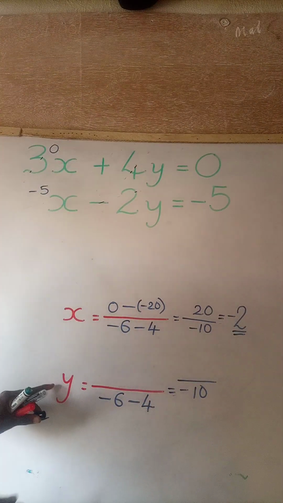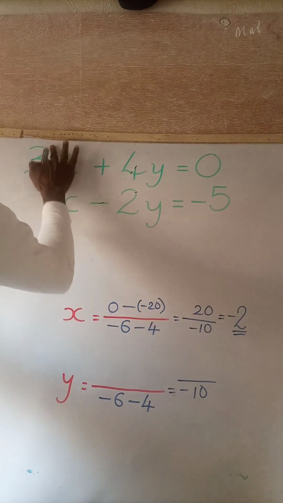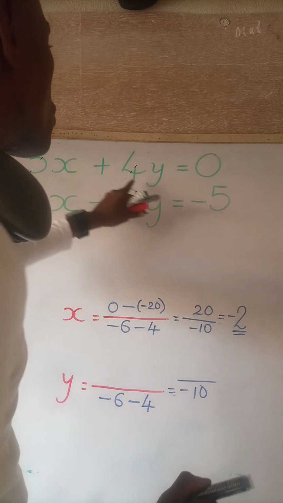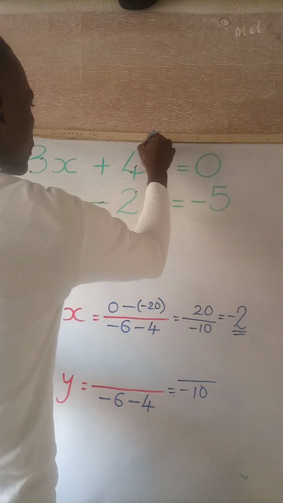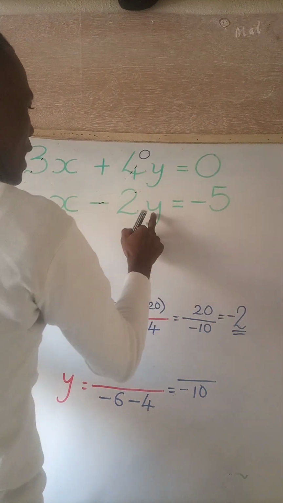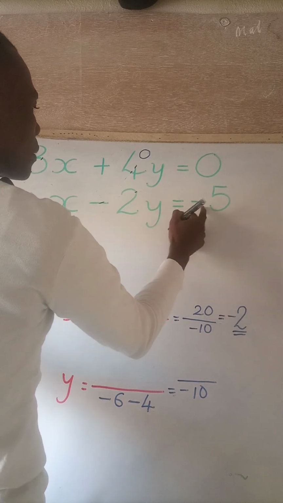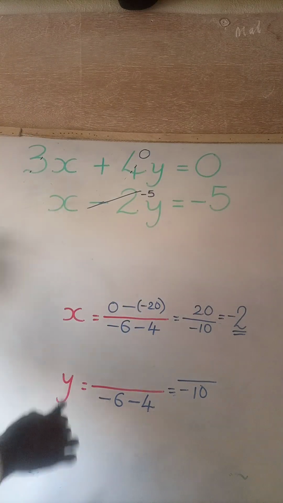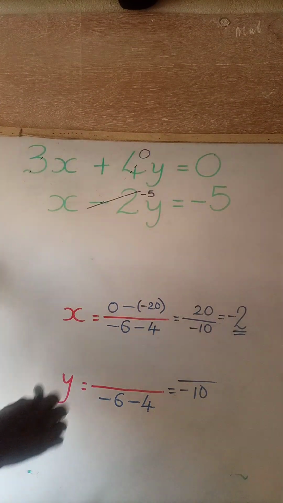We now move to y. In y, what we are going to do is very simple. The coefficient of y in equation 1 is 4, so we are going to replace it by 0. The coefficient of y in equation 2 is minus 2, and we are going to replace it by minus 5. So I will now do 3 times minus 5, which will give us minus 15.